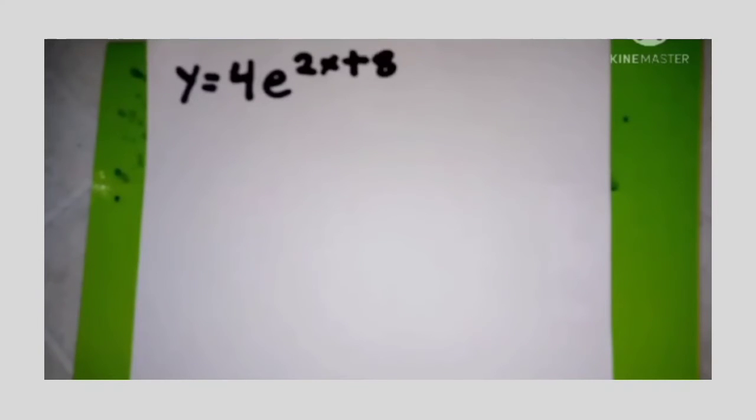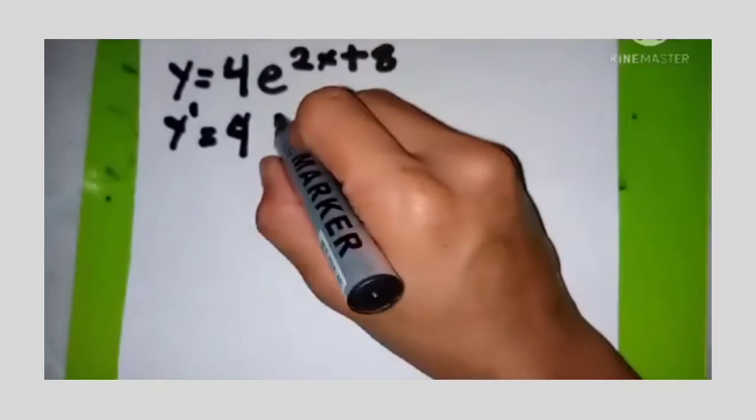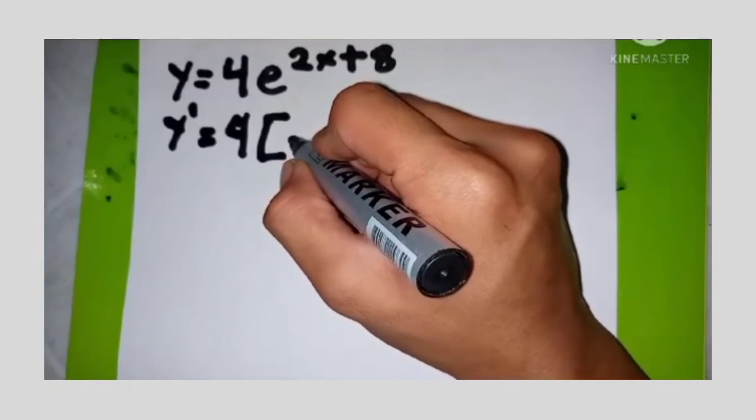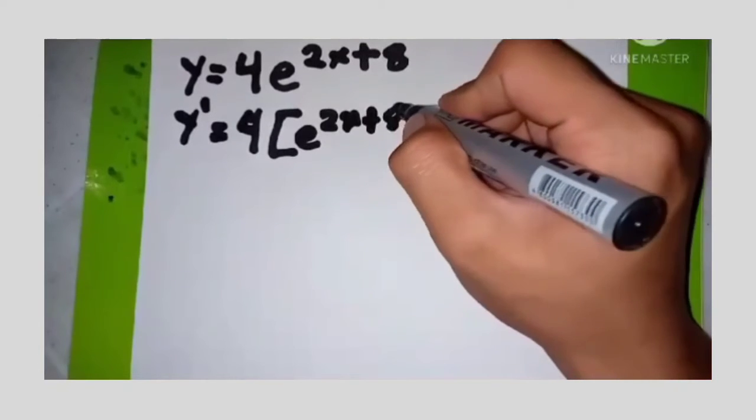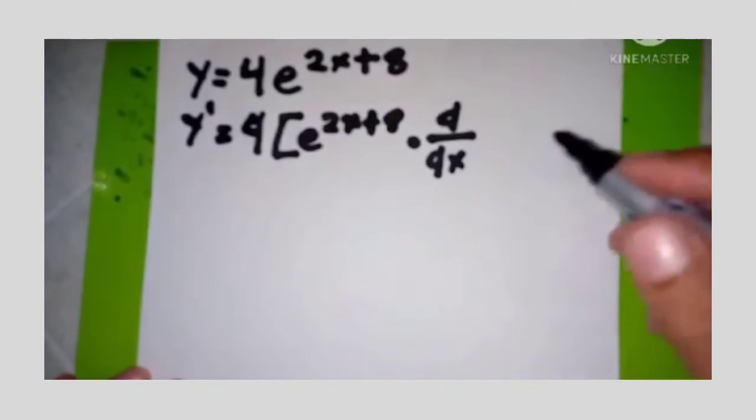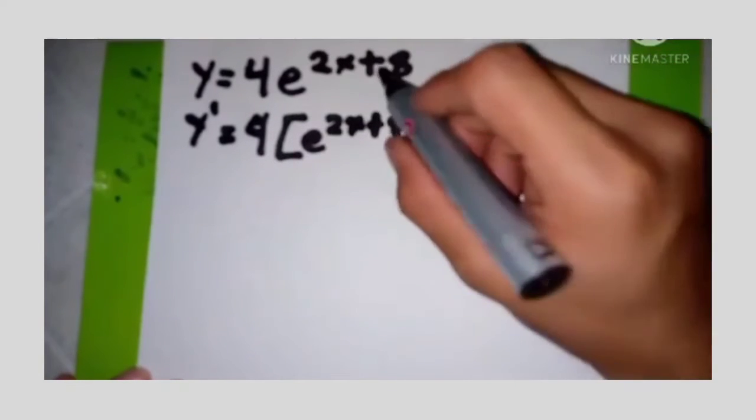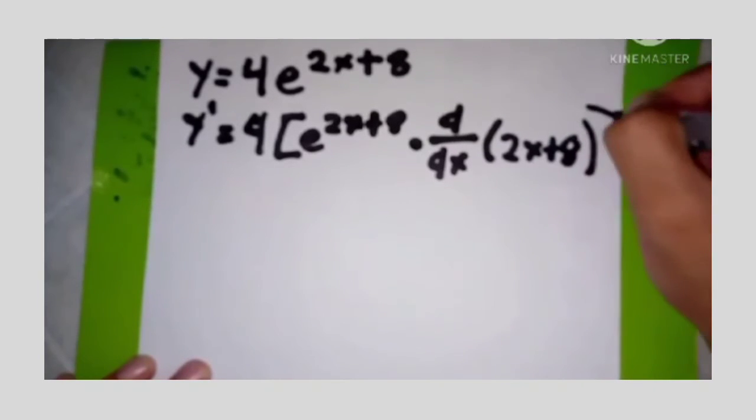First, we are given the function y is equal to 4e raised to the power of 2x plus 8. To make it simple to solve, we need to find the first derivative. y is equal to 4 times the quantity e raised to the power 2x plus 8, multiplied by the derivative of 2x plus 8.